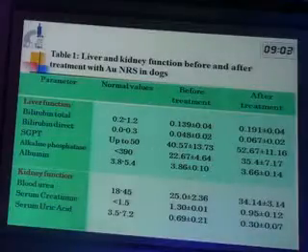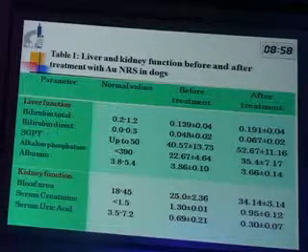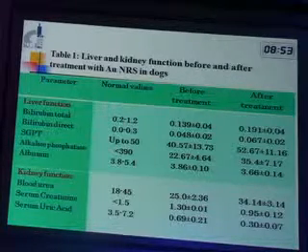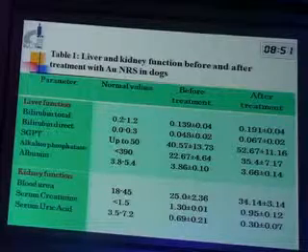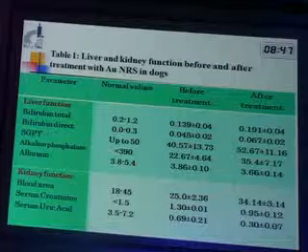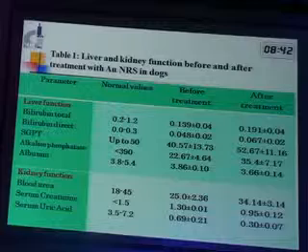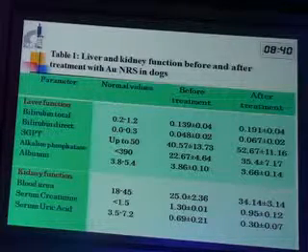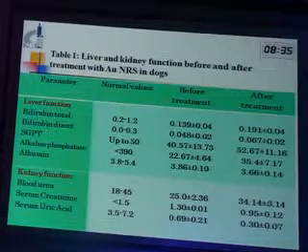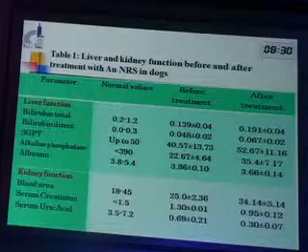For the toxicity study, we collect 2 blood samples. The first one is for the CBC, and the other one is for the liver and kidney function. For the liver function, we measure the total bilirubin, direct bilirubin, GOT, alkaline phosphatase, and albumin, and for kidney function, we measure the blood urea, serum creatinine, and uric acid. There is no significant difference in these parameters before or after treatment.